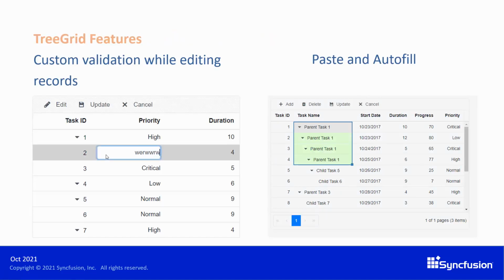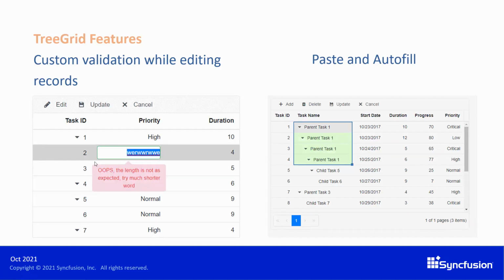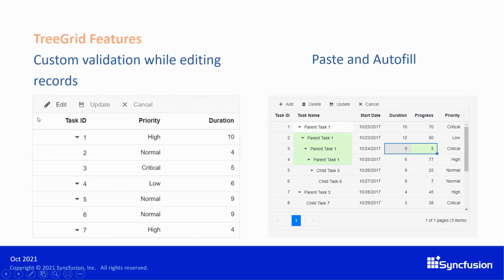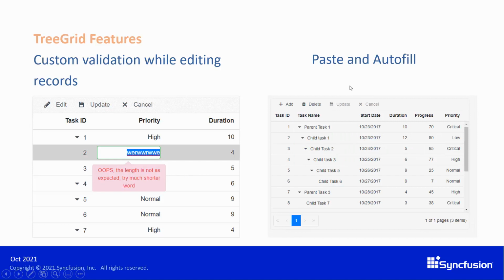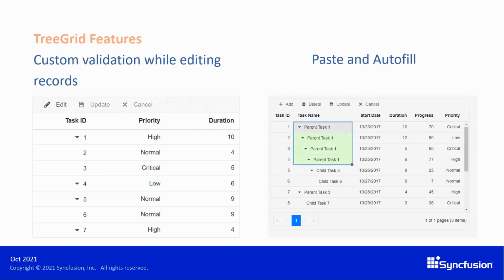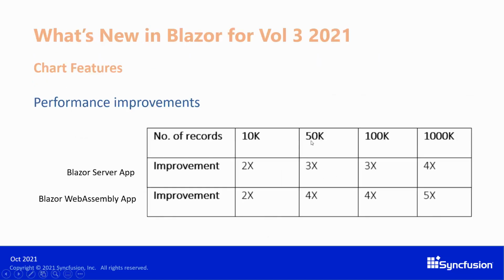So this is newly added to the tree grid component from this release. And other than that, custom validation support has been added while editing the values. So whenever you perform CRUD operations at the application end, you can add custom validation to the records like this, performing some custom validation on it. And another feature is paste and autofill. So this is nothing but the Excel-like autofill feature. You just need to copy the selected cells and you can paste them over multiple cells of the tree grid rows.